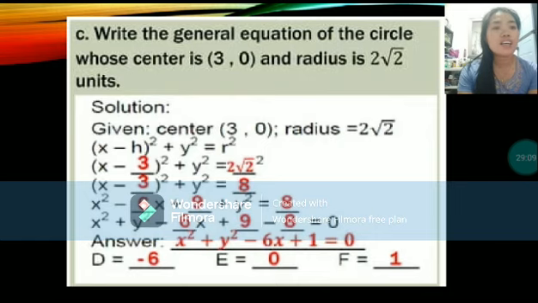Then follow the general equation pattern. You have x squared plus y squared minus 6x plus 9 minus 8 equals 0. And then to finalize our answer, we have x squared plus y squared minus 6x plus 1 is equal to 0. So our D is negative 6, our E is 0, and our F is positive 1.